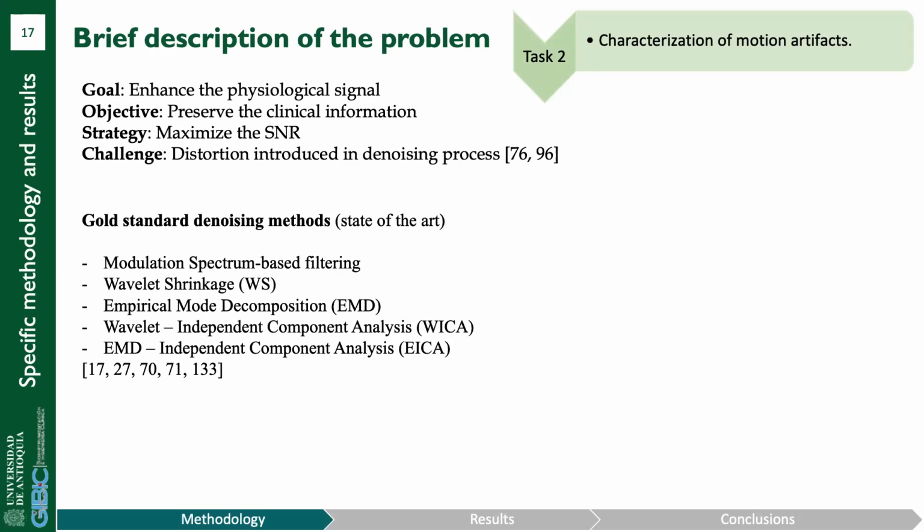We made a state-of-the-art review searching the main methods that are used to reduce the motion artifacts, and we found that all the methods are based on these 5 specific methods. One of them is the modulation spectral filtering. Other is wavelet shrinkage and empirical mode decomposition. And the combination of wavelets and empirical mode decomposition with independent component analysis.